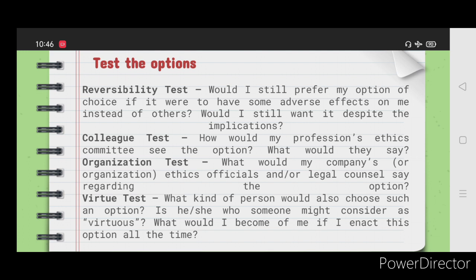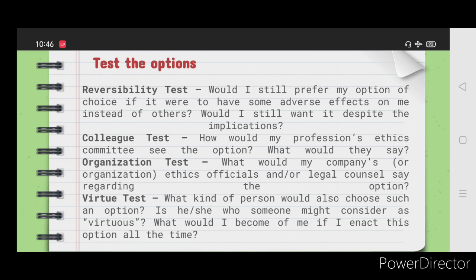What would they say? Okay, when we say colleague test naman, in every decision we take, we must see to it or ilagay natin yung paa natin sa paa ng ibang tao, kasi para alamin mo kung anong sasabihin or kung ano ang mga consequences sa decisions mo. Did you get what I mean? I hope so. So, when we say organization test, it is what would my company's or organization's ethics officials or legal counsel say regarding the options.